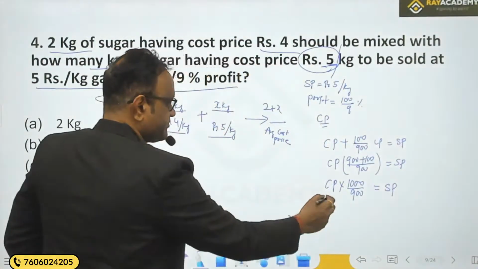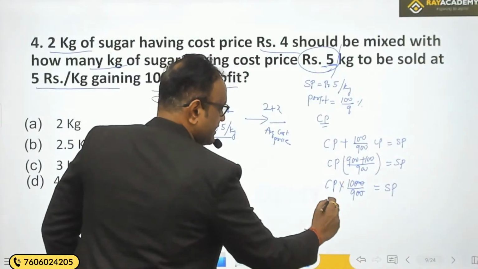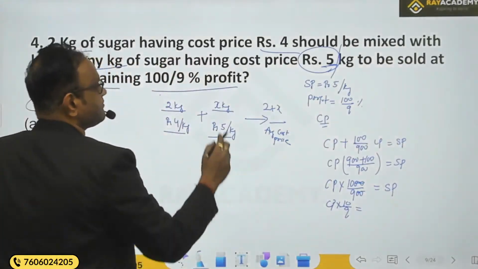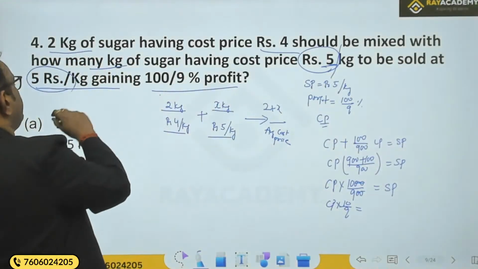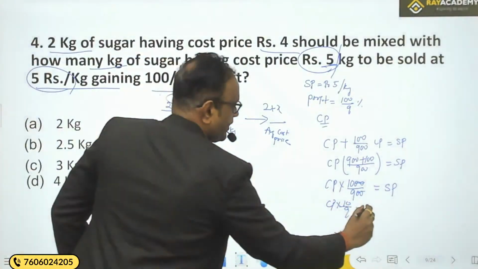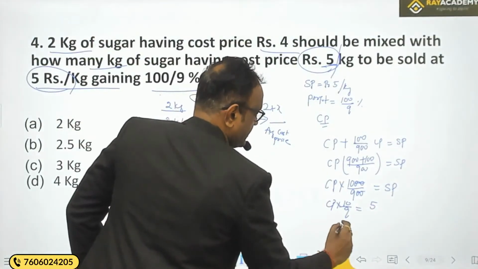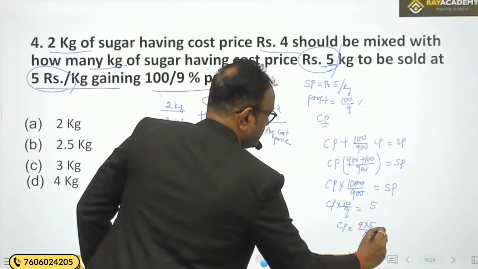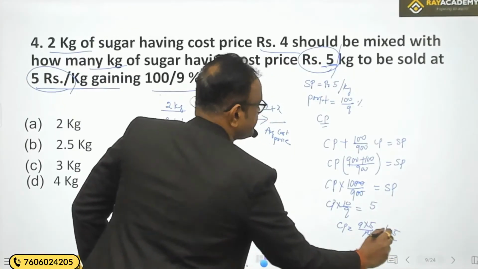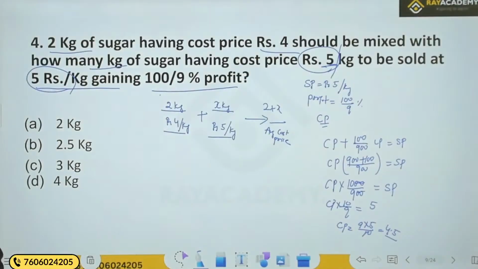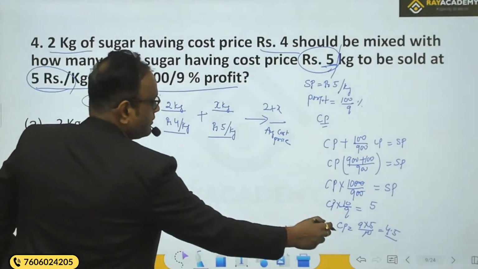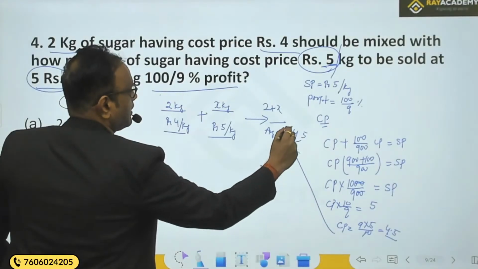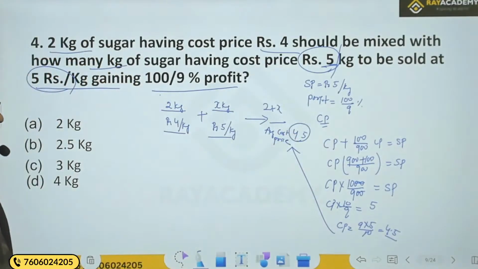So you can further simplify, 2 zeros I can cancel, CP into 10 by 9, and what is SP given? SP is given, 5 rupees per kg, 5. So if you calculate, CP will be 9 into 5 by 10, that is 4.5 rupees. So you are getting a value of 4.5 rupees as the average cost. Now it makes some sense.